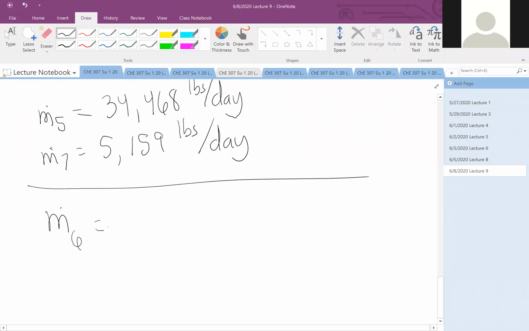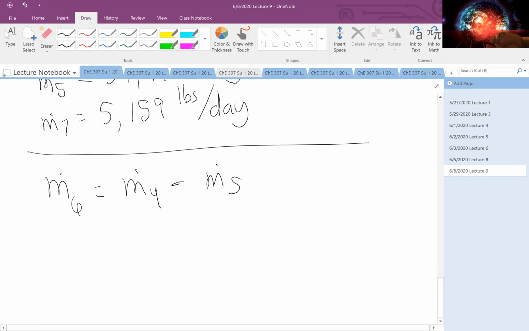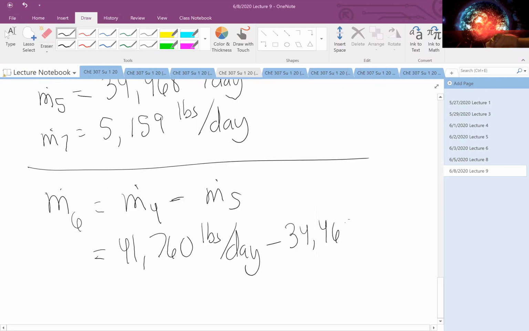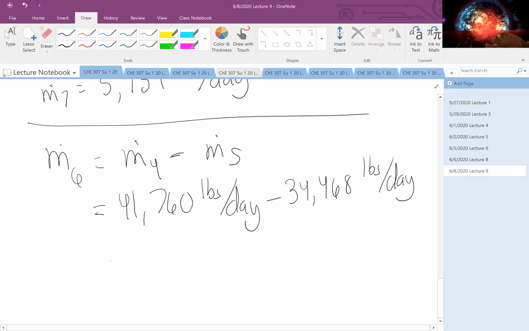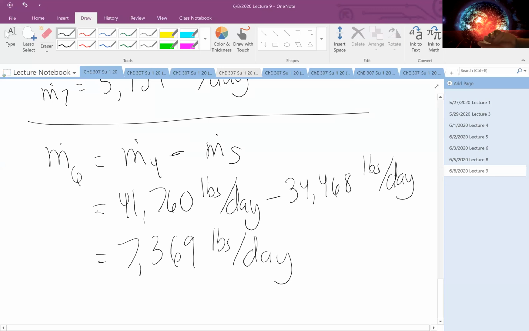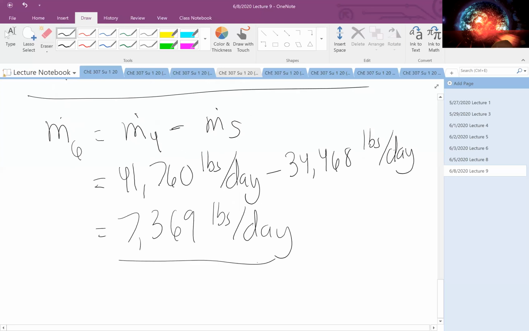M6 equals M4 minus M5, which was 41,760 pounds per day minus 34,468 pounds per day, which should equal, let's see, what does that equal? About 7,369 pounds per day. Might be some rounding issues, but there's M6. So now we have all of the streams identified.